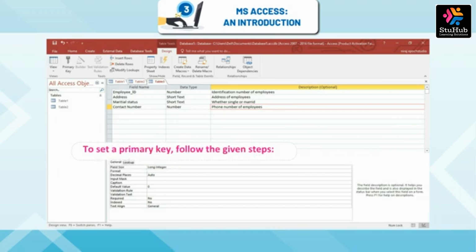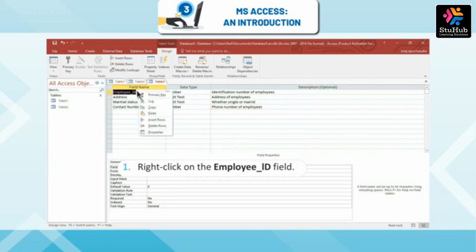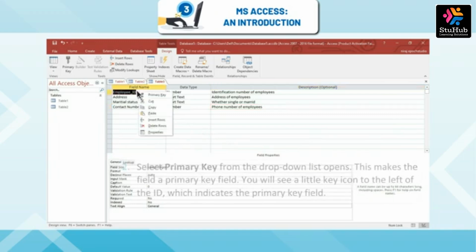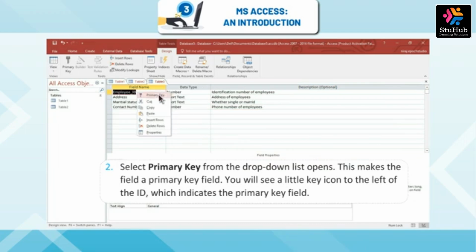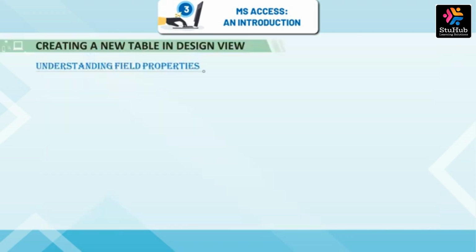To set a primary key, follow the given steps. Right-click on the employee_ID field. Select primary key from the drop-down list that opens. This makes the field a primary key field. You will see a little key icon to the left of the ID, which indicates the primary key field. Note: Access will automatically generate a number each time a new record is created.